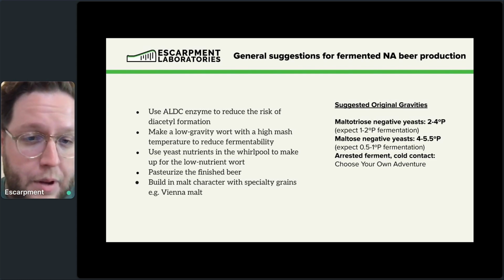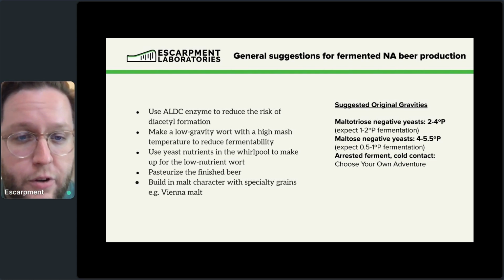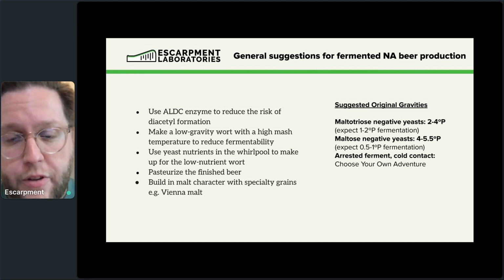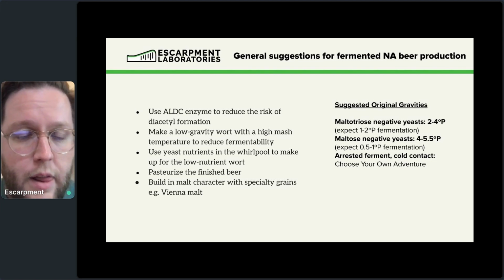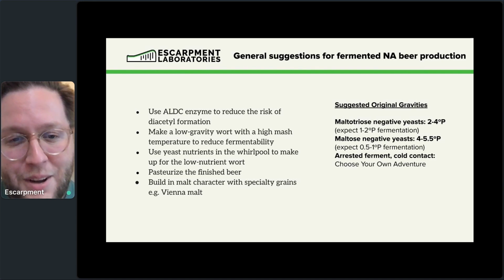Just because it's a low gravity wort doesn't mean that it's an easy fermentation. You need to use yeast nutrients with non-alcoholic beers. If anything, you need to use them more judiciously than with your regular beers because you're not using as much malt, and malt is the source of the nutrient for most beer fermentations. So if you're using a much lower amount of malt, you have to compensate with nutrients.